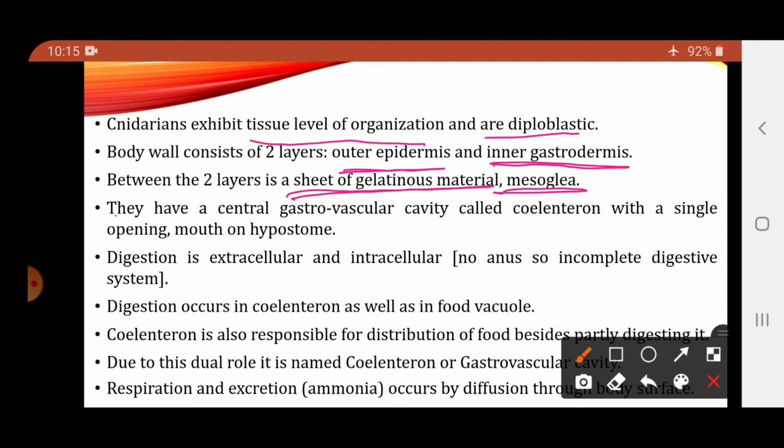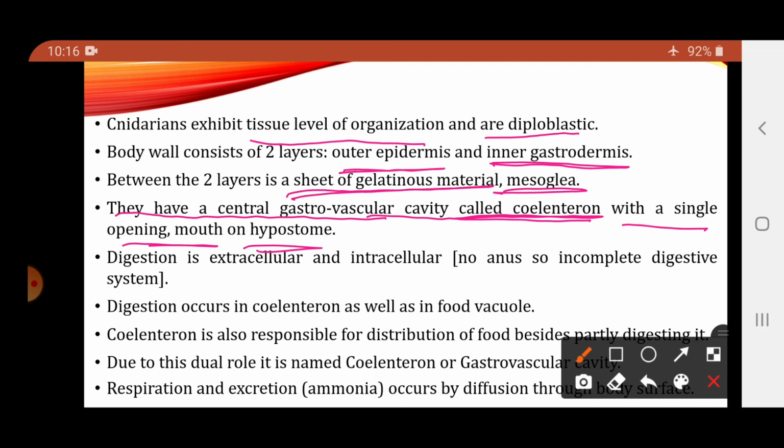Now, just like in the poriferans they had the central cavity called the spongocele, here also they have a large central gastrovascular cavity which is called the coelenteron, with a single opening, the mouth, on the hypostome. So now, why are they called coelenterates? The body wall encloses a large central cavity, the gastrovascular cavity. Gastro is related to the digestion of food, vascular is the distribution. So it does two jobs. Their body contains a central cavity called the coelenteron, and as they contain the coelenteron they are called coelenterates.